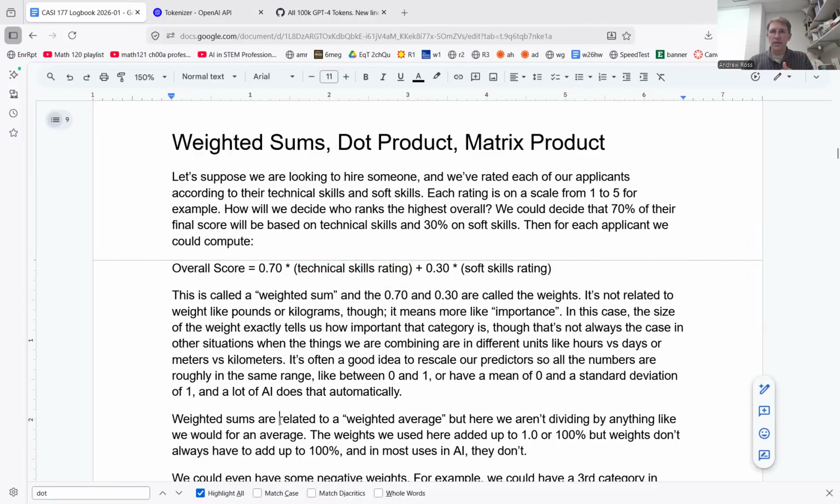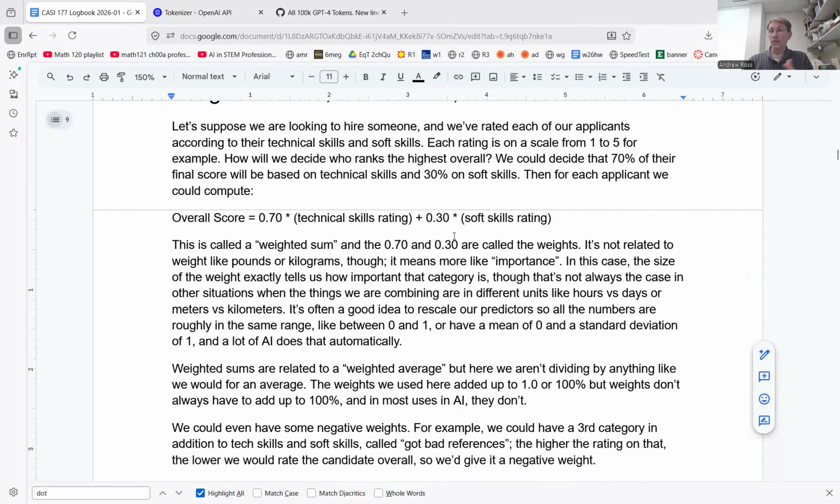Weighted sums are related to a weighted average, but here we aren't dividing by anything like we usually do for an average. The weights here, 70% and 30%, add up to 1.0 or 100%, but weights don't always have to add up to 100%, and in most cases in AI computations, they don't. We could even have some negative weights.